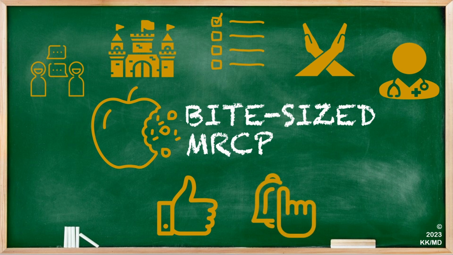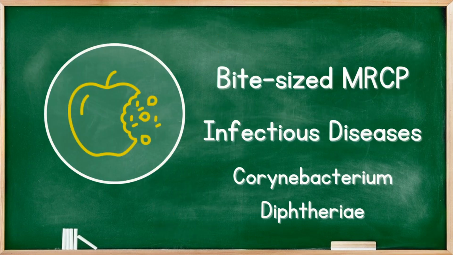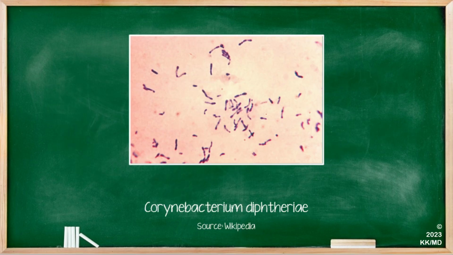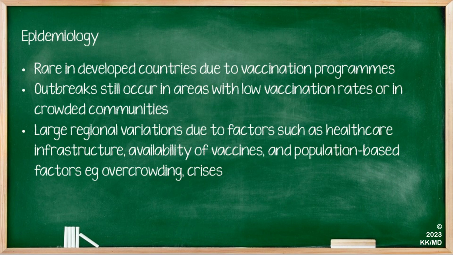Now, without further ado, let's get into today's topic, which is Corynebacterium diphtheriae. Corynebacterium diphtheriae is the cause of diphtheria, and this is rare in developed countries due to vaccination programs, including in the UK. However, outbreaks are still unfortunately common in areas with low vaccination rates or in crowded communities. There are understandably large regional variations due to factors such as healthcare infrastructure, availability of vaccines, and population-based factors such as overcrowding or crises such as wars.